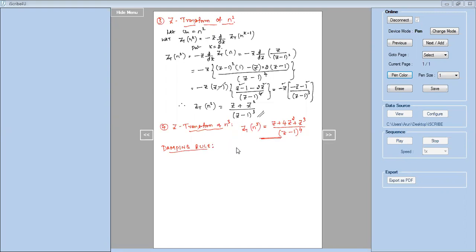See, this damping rule says: if Z transform of un equals u bar of z, then the first thing is Z transform of k power n into un is equal to u bar of z by k, z divided by k. Second, Z transform of un divided by k power n equals u bar of k into z. So these two are called the damping rules or the damping property of Z transformations, right?